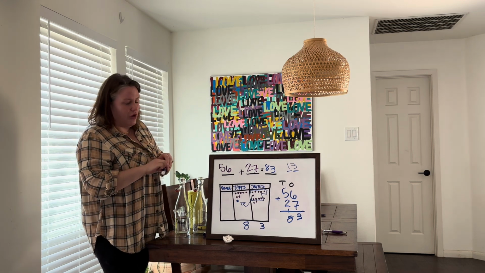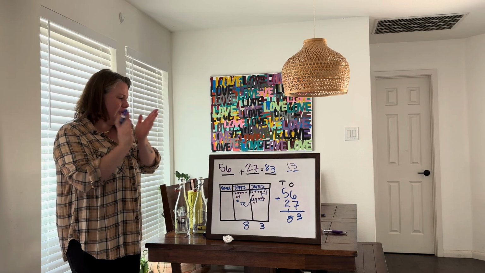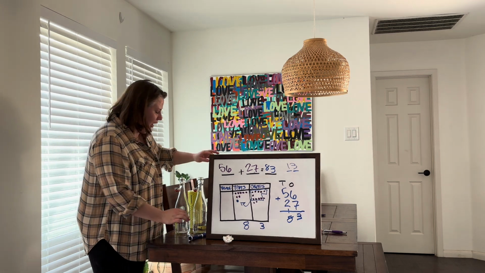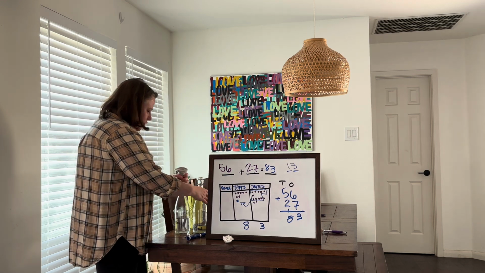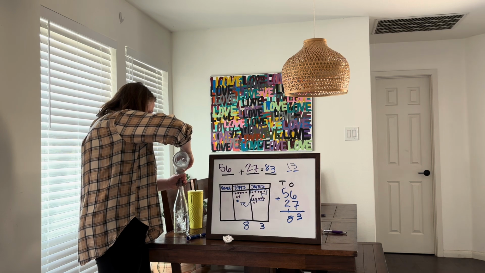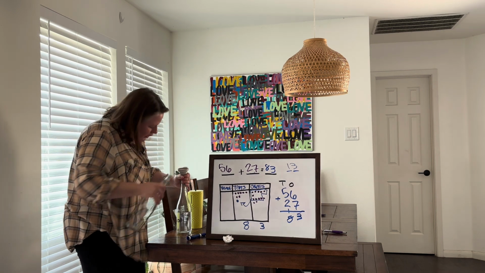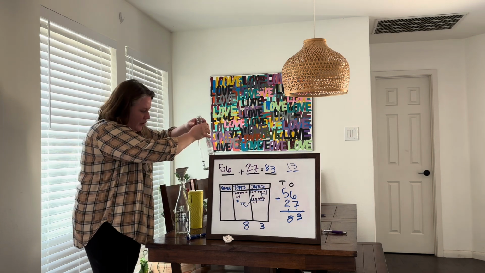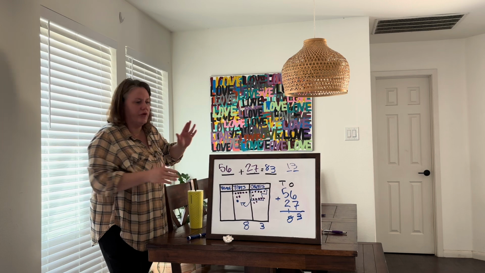All right, guys, so everybody give yourself a round of applause. Great work, math detectives. All right, so I'm going to add these to each other just to make sure that we've got the correct amount. Oops, spilled a little drop. Okay, is that 8? It's 83. So we know that 56 plus 27 equals 83.